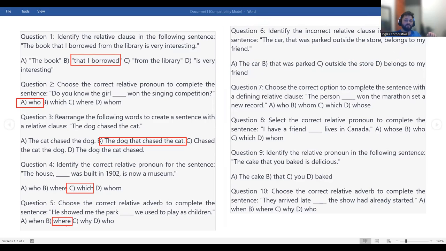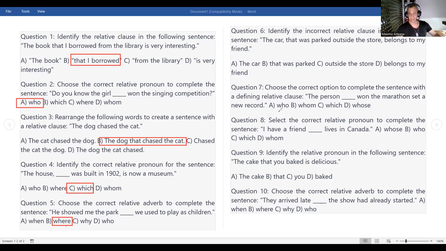Choose the correct option to complete the sentence with a defining relative clause. The person, blah, blah, won a marathon, set a new record. So which is the answer here? Let's see who has not given me an answer. Let's go with Maximo and then Morena. So Maximo, what is the answer for number eight?